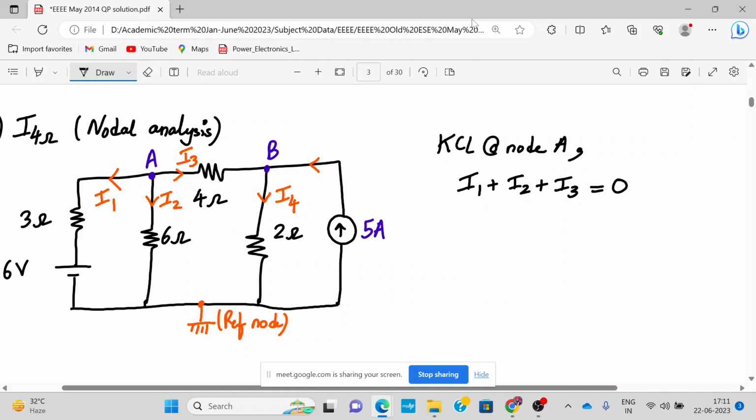Yes, sir. Okay. So the voltage at node A we call VA, and the voltage at node B we call VB. Remember that this voltage we call VB, and this voltage we call VA. So now I1 will be VA minus 6 upon 3. I1 is VA minus 6 upon the resistance 3. I mean, current is voltage upon resistance, right? Then I2. Can you tell me what is I2?